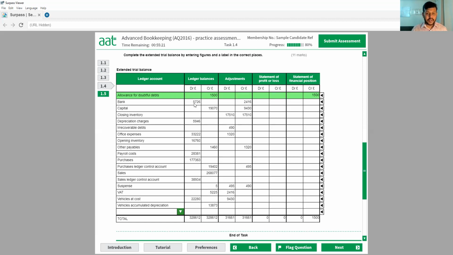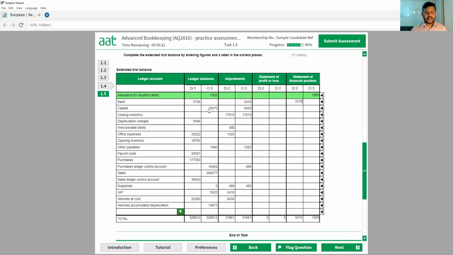Bank, we have some adjustment. So bank, we have a debit 5726, so you have to find the difference. 5726 is the debit, and in the adjustment you have 2416 as the credit. So let's find the difference. 5726 minus 2416 gives you 3310, and the debit balance is still higher, so it will be a debit on the financial statement. 3310 on the financial statement.